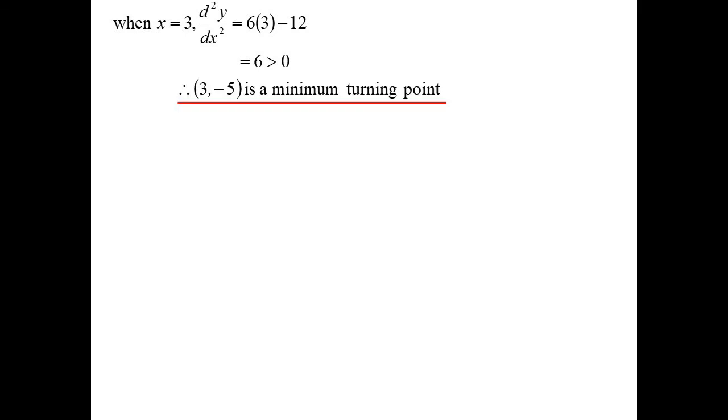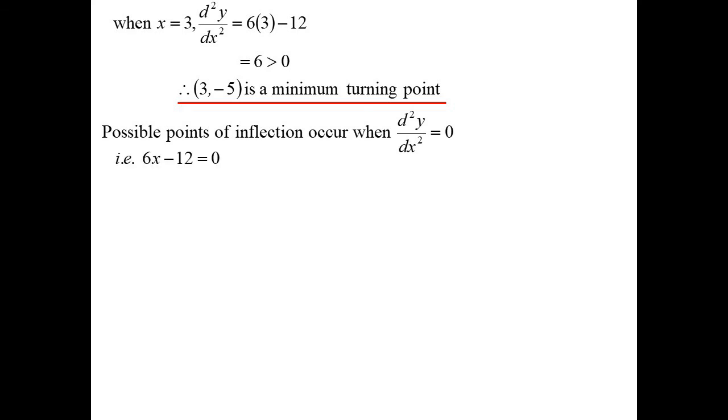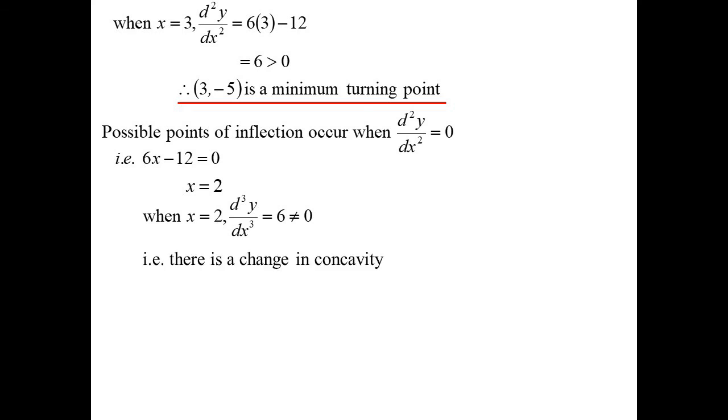Now, I said if they didn't ask, I wouldn't bother finding them. I am bothering finding them here, for the sake of the example. So, all right, points of inflection: I know that possible points of inflection will occur when the second derivative is 0. Solving that, we get x equals 2. When x equals 2, the third derivative is 6. 6 is not equal to 0. So therefore, there is a change in concavity. So (2, -3) is a point of inflection. That should be enough information to draw a pretty good sketch.